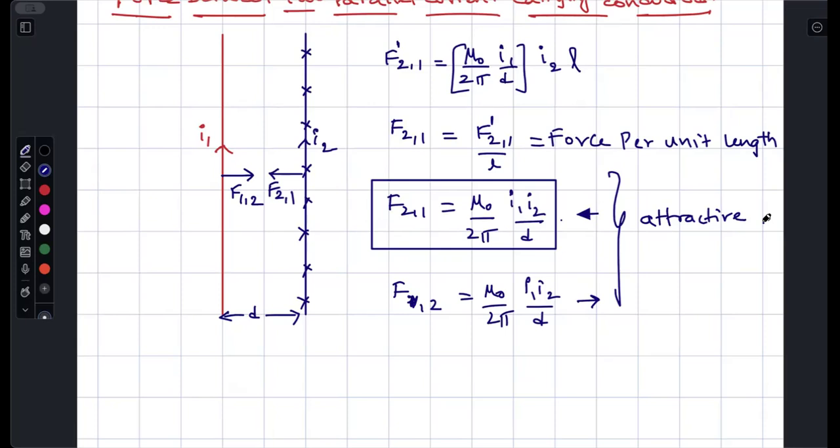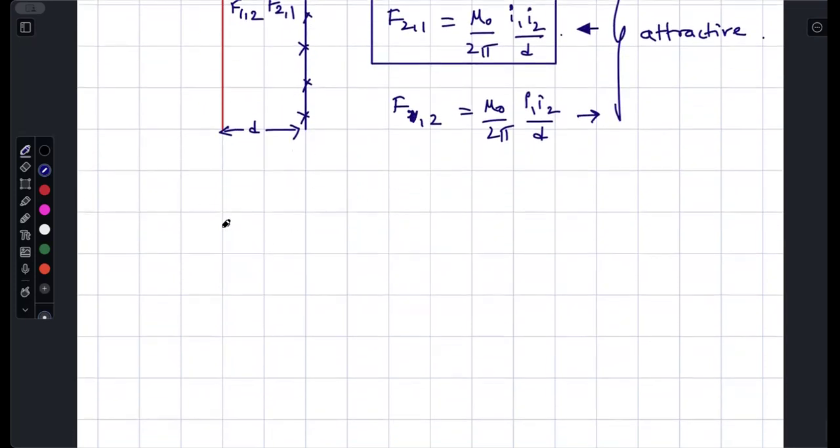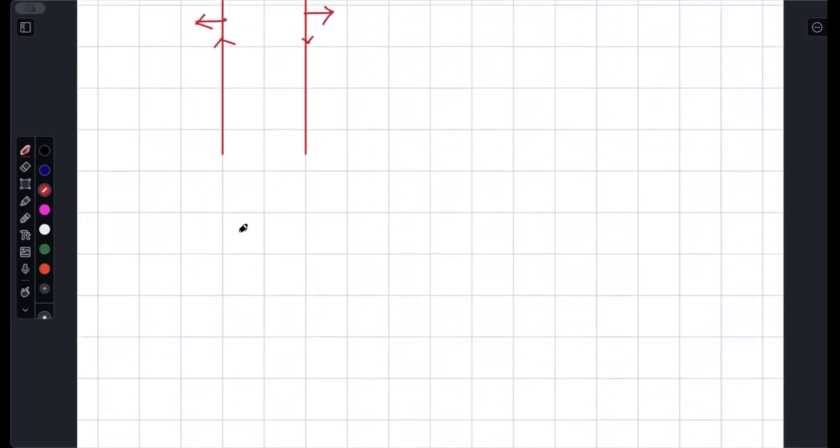If the currents are in opposite directions, they will experience a repulsive force, but the magnitude is still the same. Okay, this allows us to define 1 ampere. Now 1 ampere is defined like this.